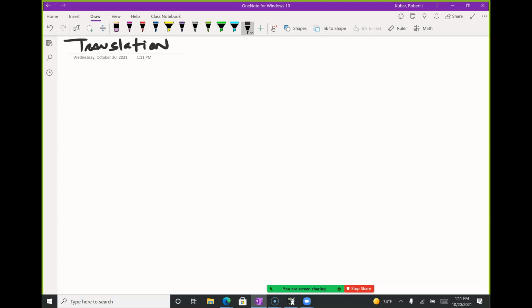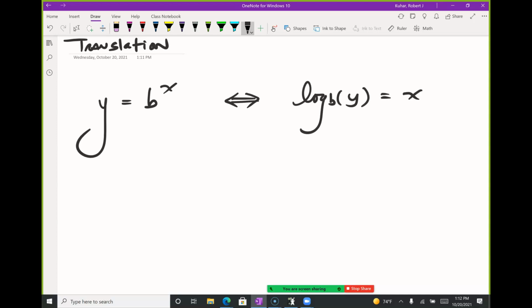Of course, for us, we can skip the tattoo because it's painful and it costs money, and we can just go on our formula sheet with this translation. So our translation is y equals b to the x is equivalent to log base b of y is equal to x.